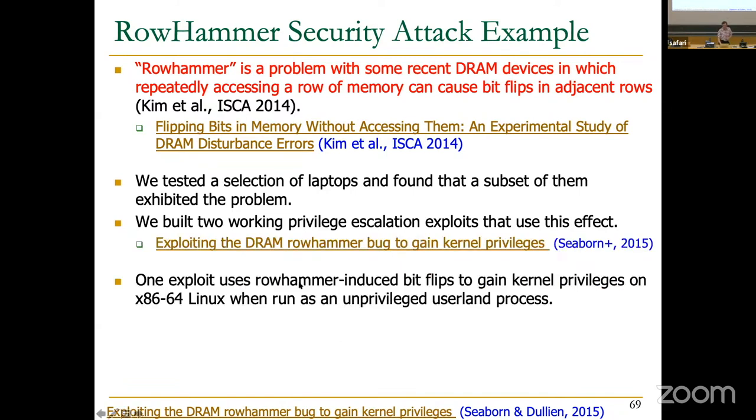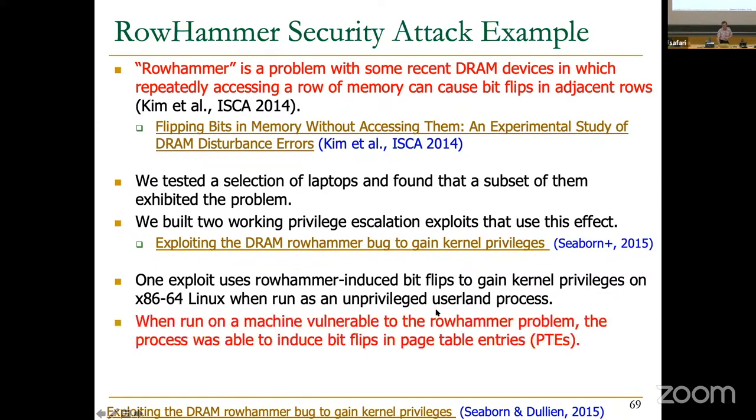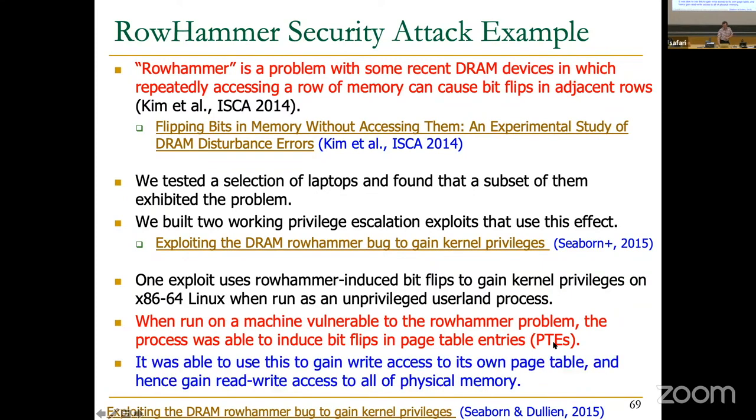Essentially, these are all their own words. They use RowHammer-induced bit flips to gain kernel privileges on x86 Linux when run as an unprivileged user-land process. So they were able to induce bit flips in page table entries. And they were able to gain write access to their own page table of the user level process. And if you gain write access to your own page table, you can change anything you want, right? So that's the idea over here.